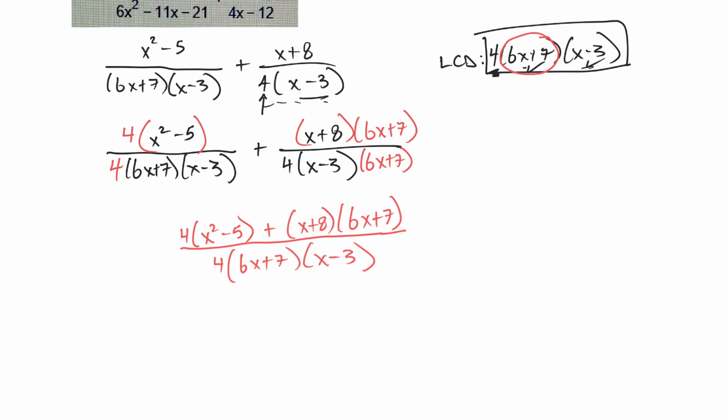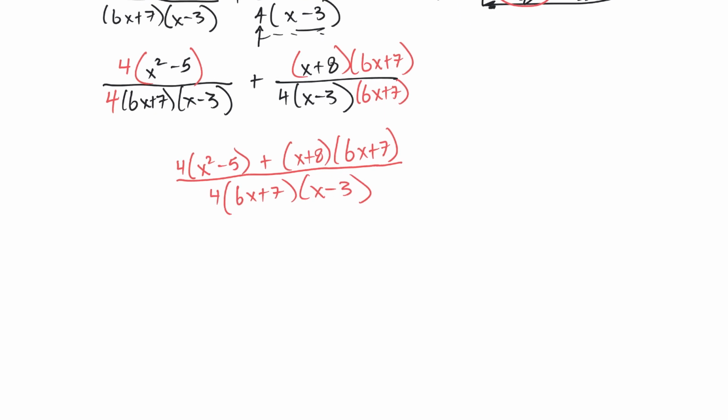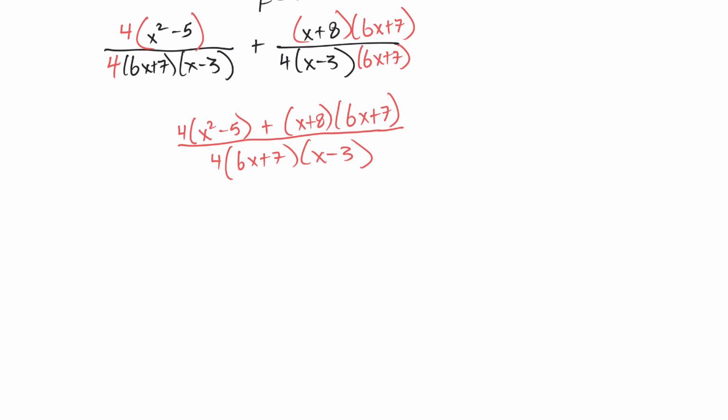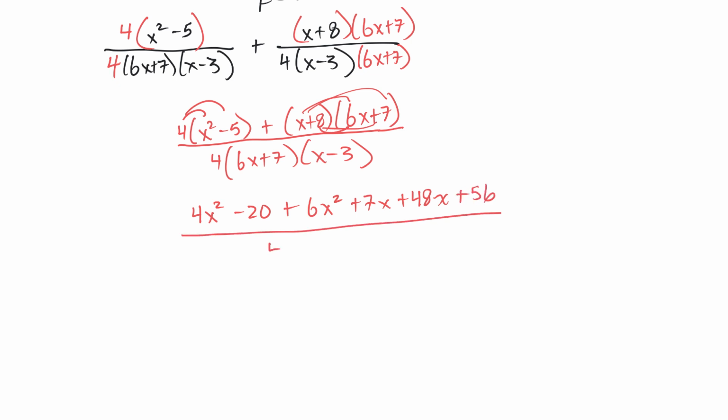Beautiful. Now let's simplify the top stuff, or the numerator. So if I distribute the 4, I'll get 4x squared minus 20 plus, now this looks like a FOIL party, so it'll be a 6x squared plus 7x plus 48x, ouch, plus 56. Okay, all over 4 times 6x plus 7 times x minus 3.